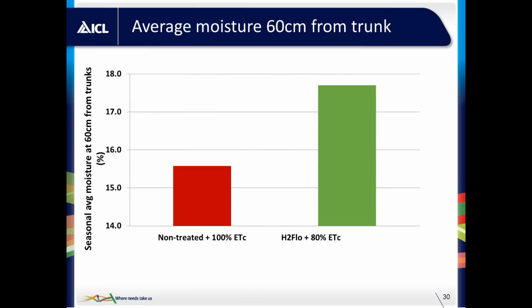This first one shows you the average moisture 60 centimeters from the trunk. Obviously, it's fairly clear here. You can see there's a large increase, 60 centimeters from the trunk, with the H2Flo versus the untreated 100%. So even though you're putting on 20% less water, you're moving that water a lot further from the base of the trunk. You're getting a much larger area covered with your water.